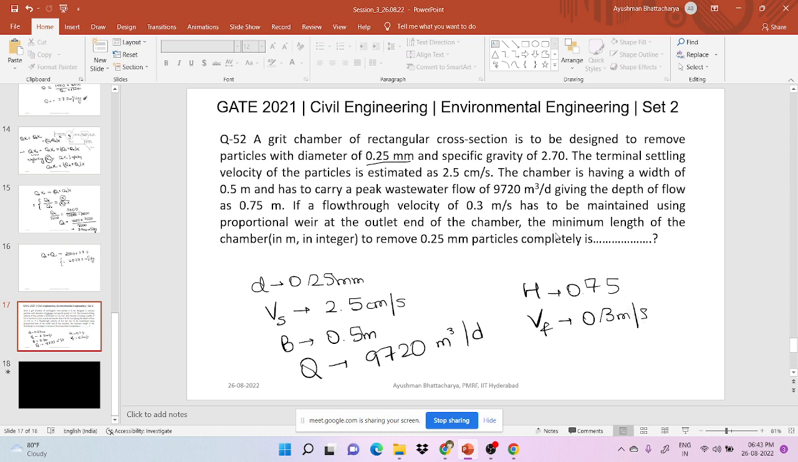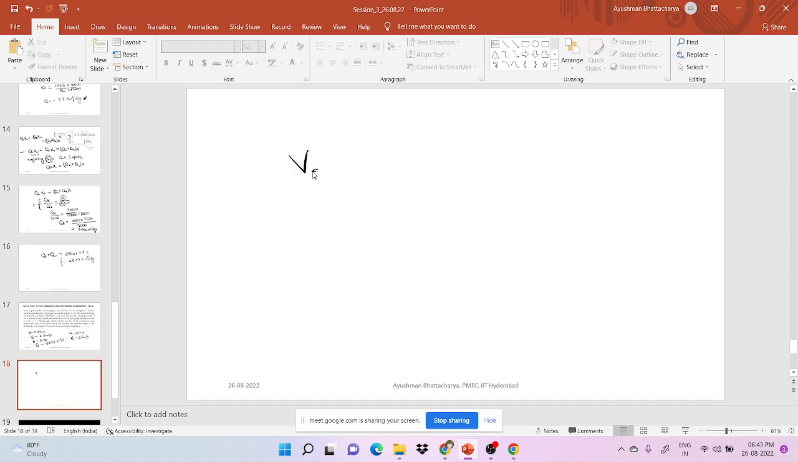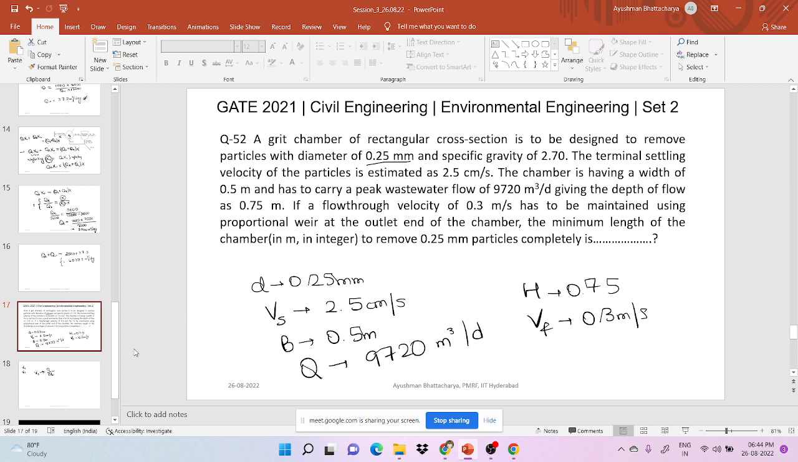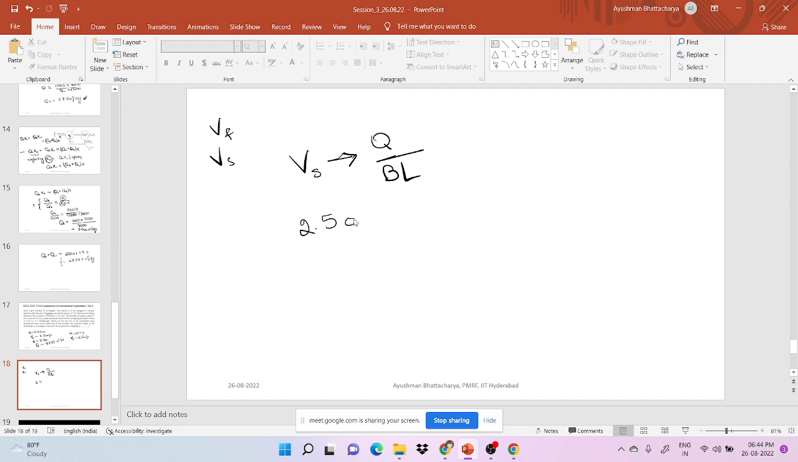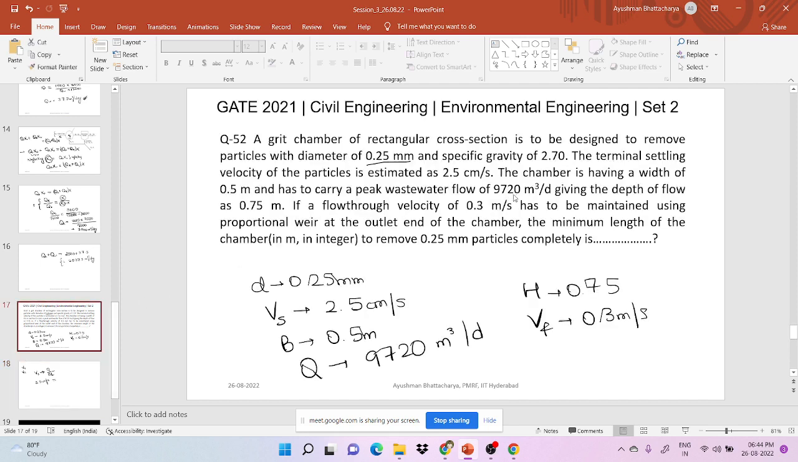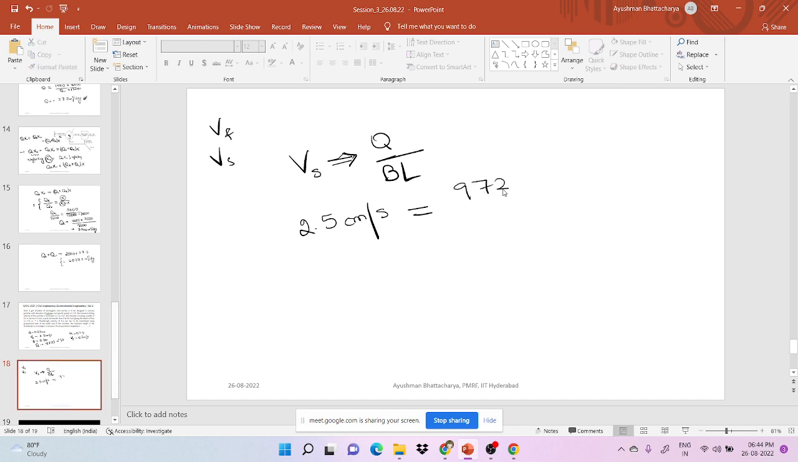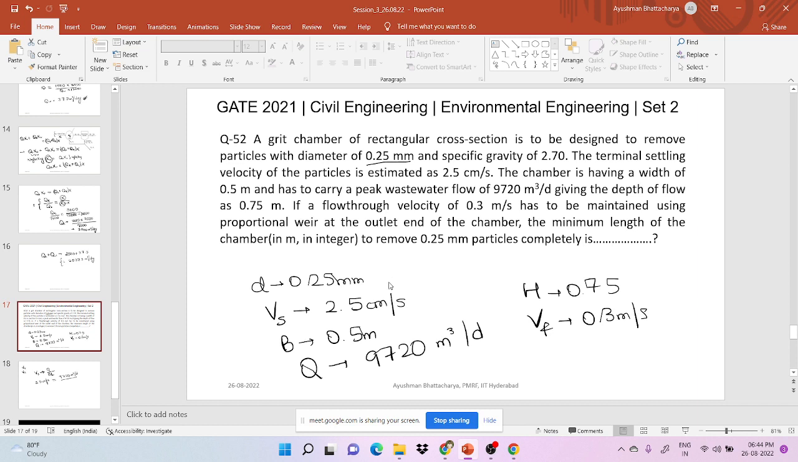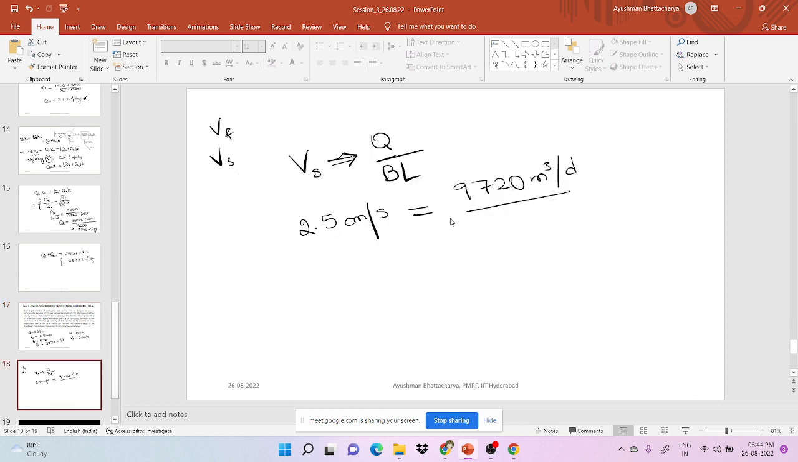Using the proportional weir at outlet, the minimum length of the chamber to remove the 0.25 mm particles completely will be. So we know the settling velocity. In the last class I explained the flow velocity, settling velocity, overflow velocity. Here for the settling velocity formula we have Q upon Vn. Here settling velocity is 2.5 centimeter per second, which is equal to Q, the discharge flow rate, 9720 meter cube per day, divided by breadth 0.5 meter into L. So they are asking for the length.